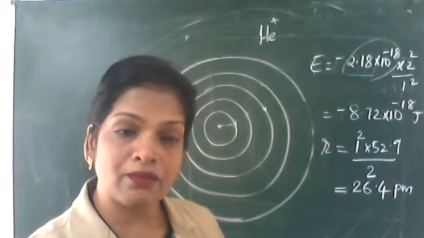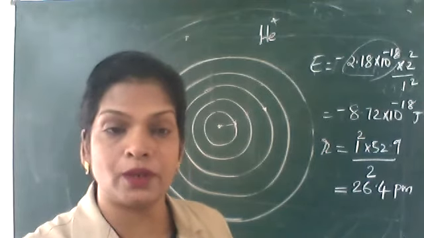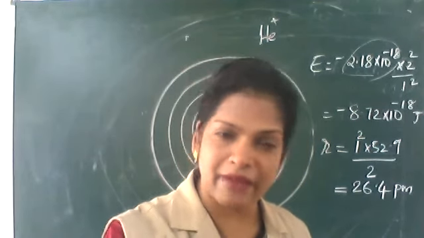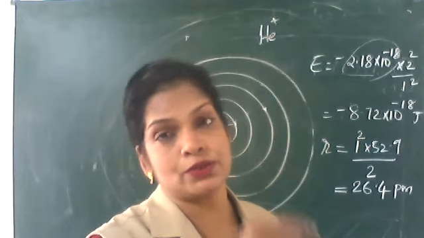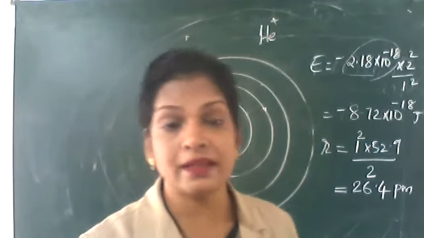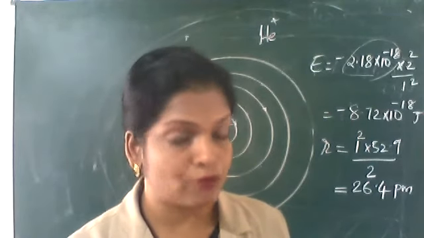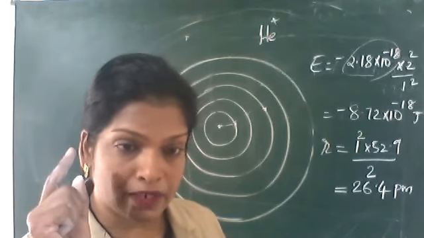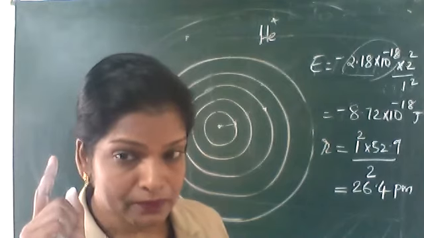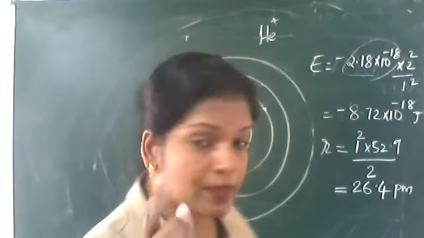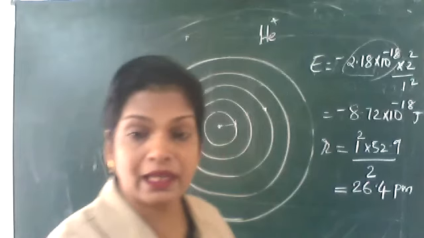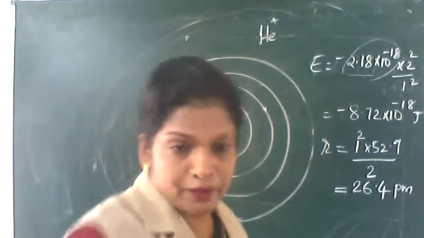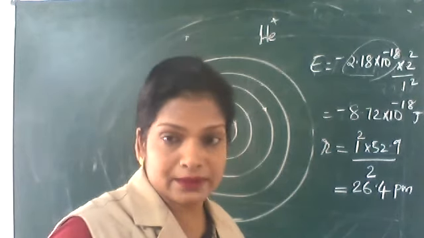So helium's 1 electron is more closer towards the nucleus as compared to hydrogen's 1 electron. Helium's 1 electron is having lower energy as compared to hydrogen's 1 electron. These are the informations that we are getting from this equation. What is the radius of the orbit in hydrogen? 52.9 picometer. In the case of helium's 1 electron, it is more closer towards the nucleus, that is 26.4. If it is more closer towards the nucleus, energy will be less.